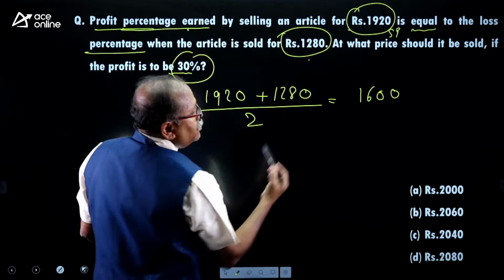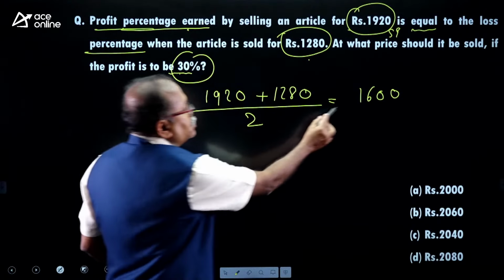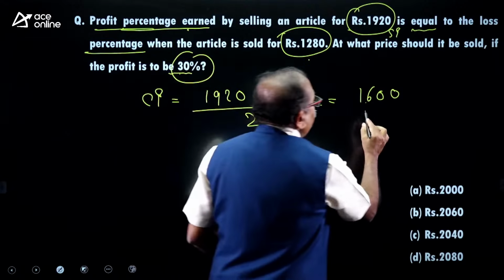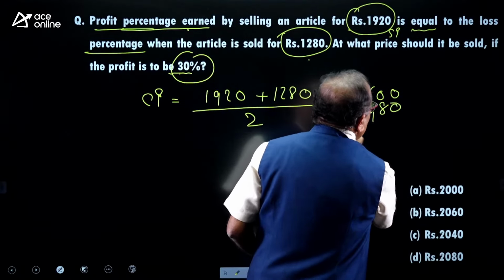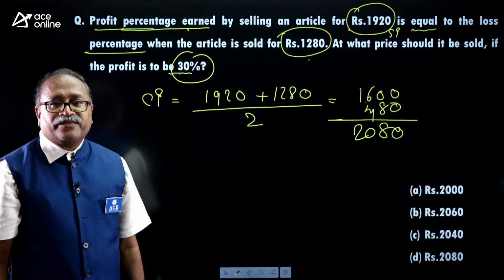So we already got the CP of 1600. I need the 30% profit. So 16 times 3 is 48, that means 480 is the profit. So that gives us 2080, my dear friends. Well done.